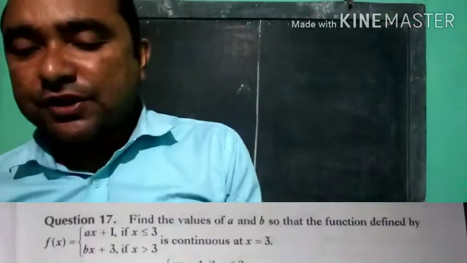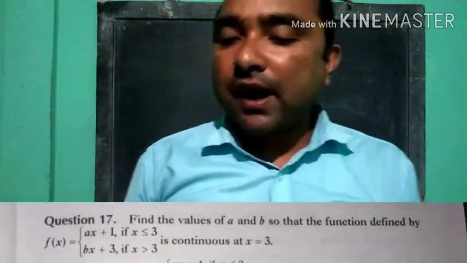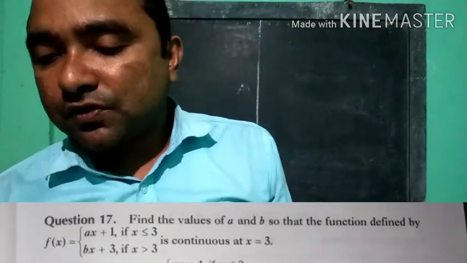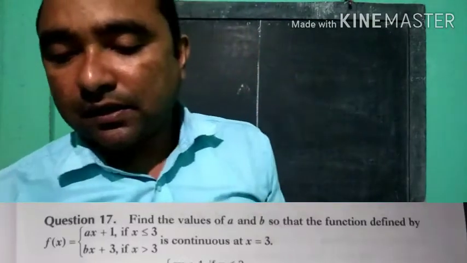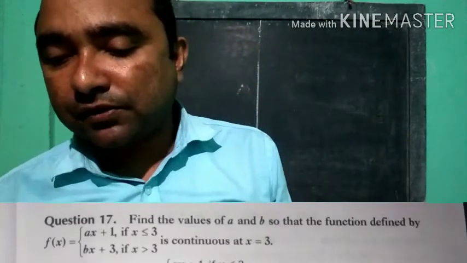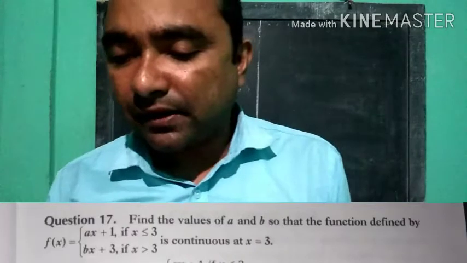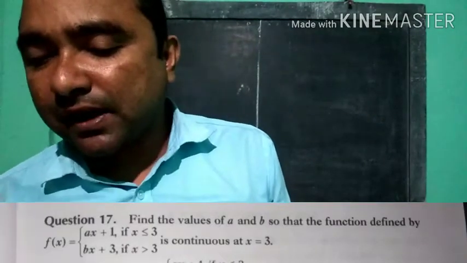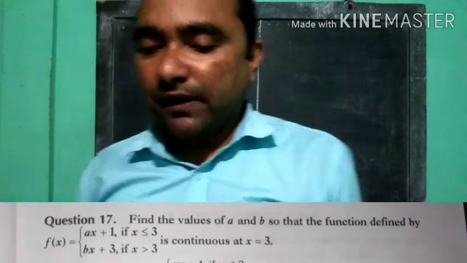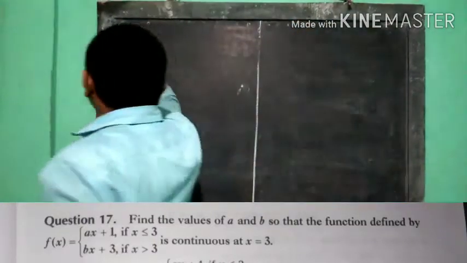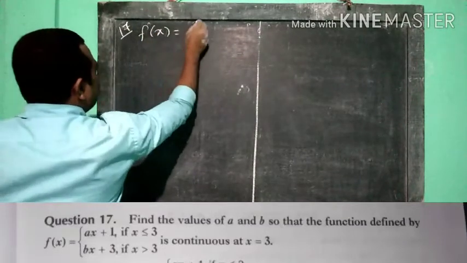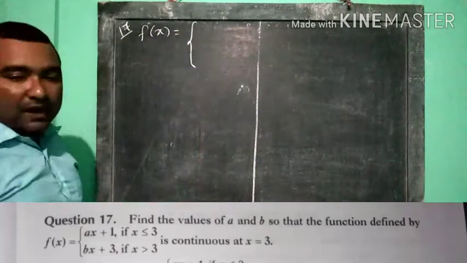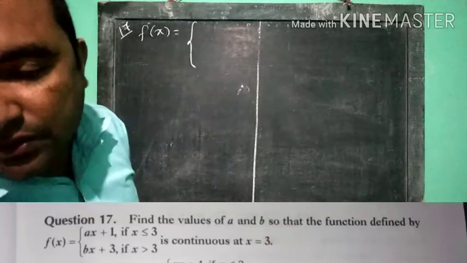Now we are going to solve question number 17. Find the values of a, small a and small b, so that the function defined by f(x) equal to ax plus 1 if x is less than equal to 3, bx plus 3 if x is greater than 3, is continuous at x equal to 3. The given function is what? First of all we write here question number 17. First you write f(x) equal to what? The f(x) equal to what? f(x) equal to ax plus 1.